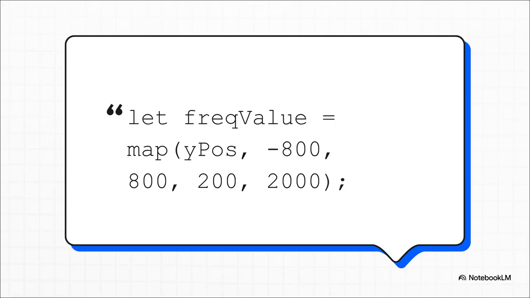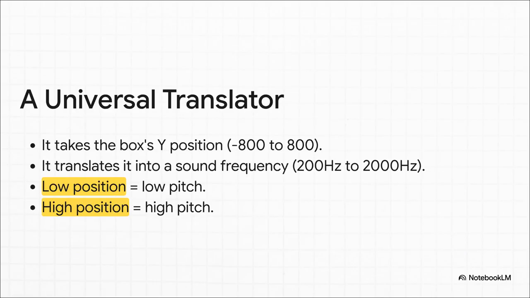This line right here, this is the brain of the entire piece. This is the direct link between the motion you see and the pitch you hear. And hey, does that look familiar? It's our old friend the map function again, but this time it's being used as this brilliant translator. So what's it translating? Well, it takes the box's yPos variable, which we already know is smoothly moving between -800 and 800, and it maps that range to a musical frequency range, from a low 200 Hz to a high of 2000 Hz. The logic is just so direct and beautiful.